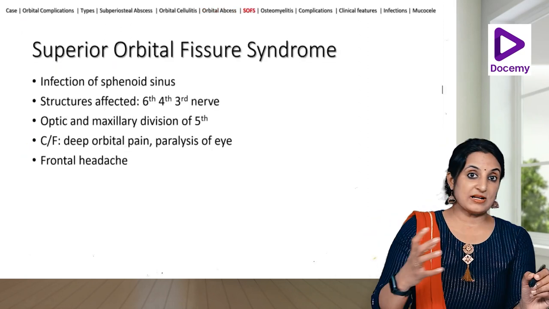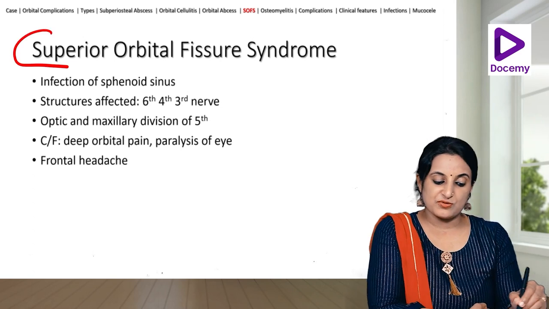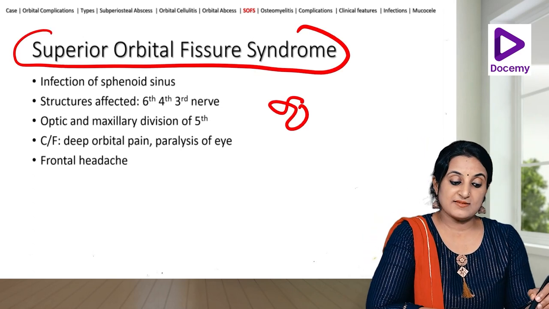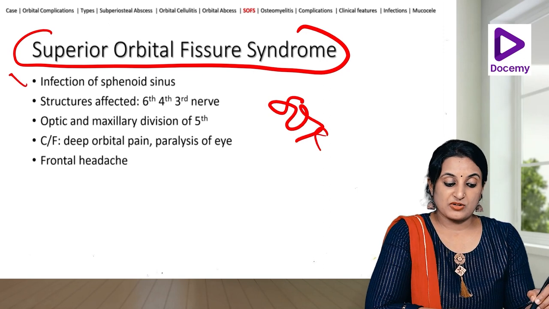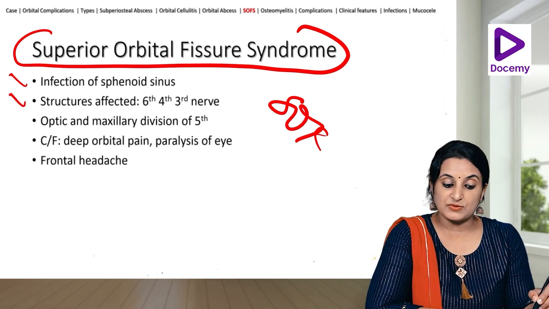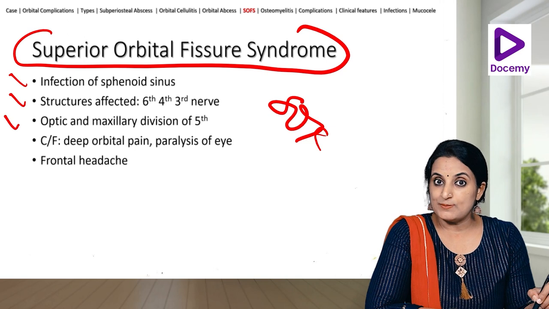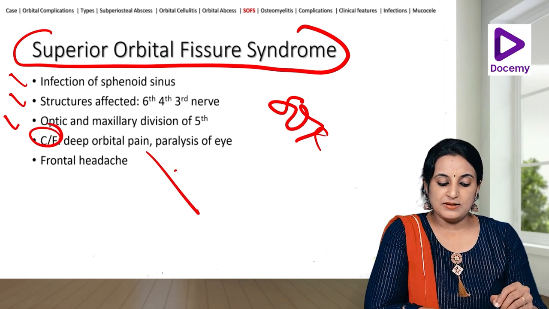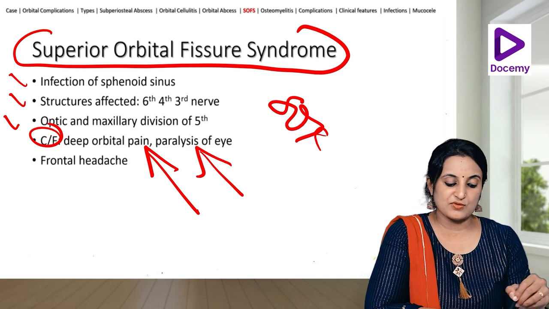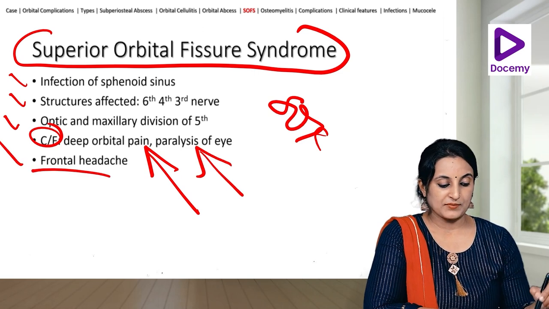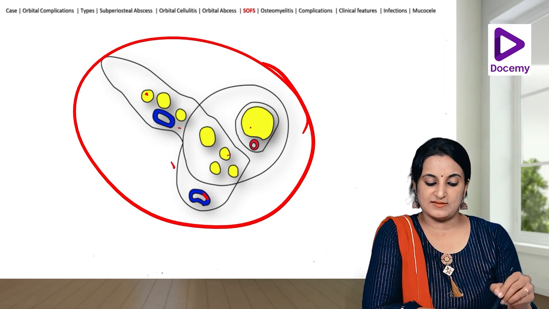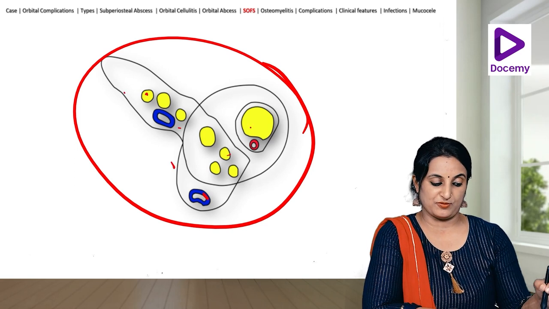Now we have some special kinds of orbital complications called SOF syndrome, or superior orbital fissure syndrome, in which there is an infection of the sphenoid sinus. The structures involved are the 3rd, 4th and 6th nerves, and also the optic nerve and the maxillary division of the 5th cranial nerve, the trigeminal nerve. The clinical features are deep orbital pain, paralysis of the eye, and frontal headache. So this is your superior orbital fissure, and these are all the nerves which are affected because of the superior orbital fissure syndrome.